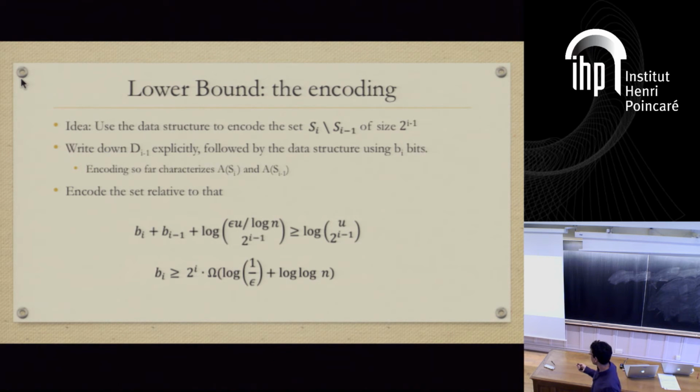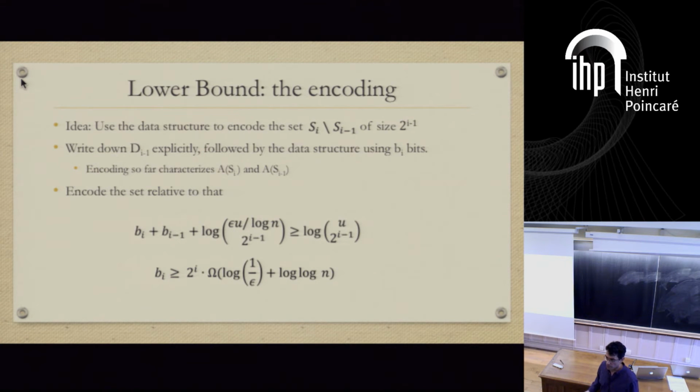It shows, I think, the power of encoding-based arguments: sometimes you need to work a little bit hard and maybe define sets that are not easily computable, and then the encoding gives you a very clean space lower bound.